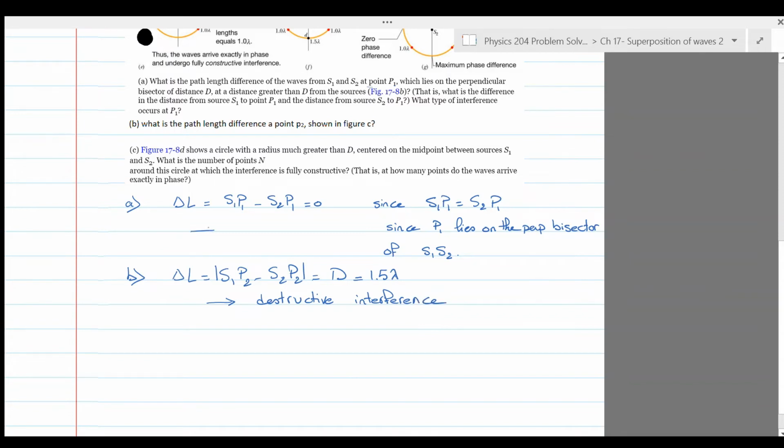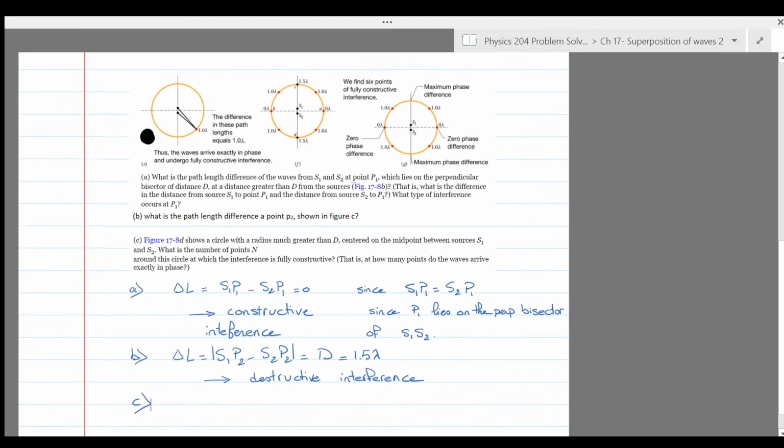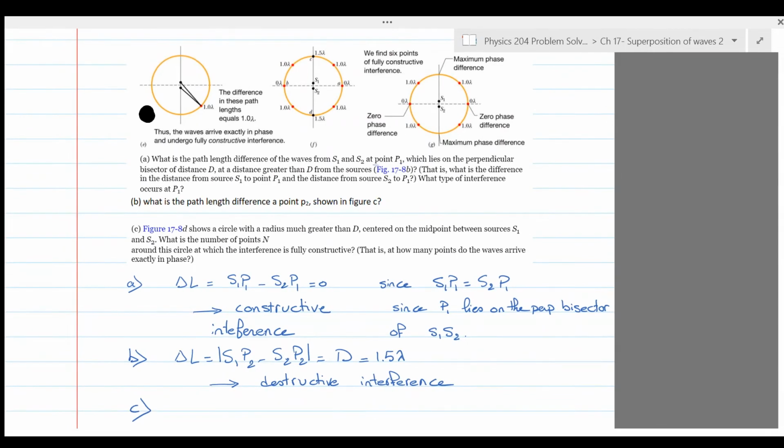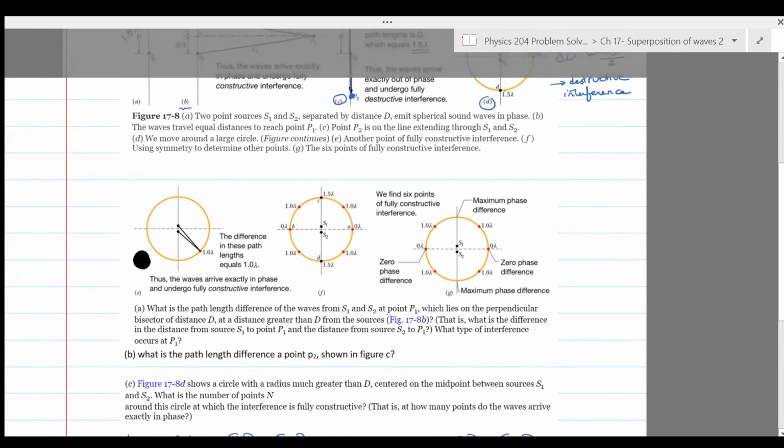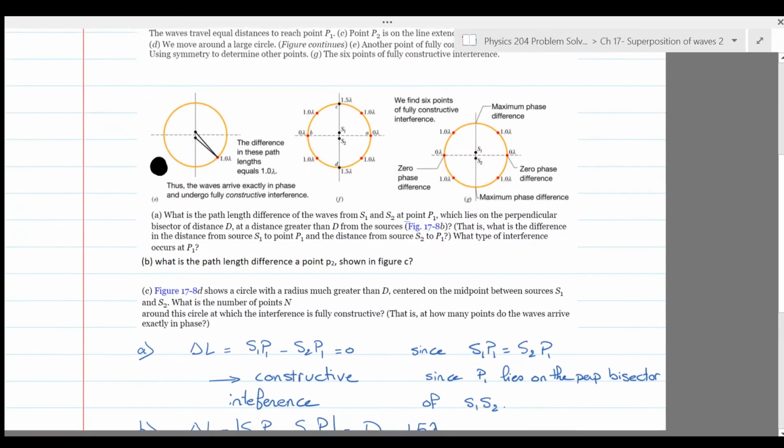In part A, of course, we have a constructive interference since the path length difference is equal to 0. In part C, we have a circle with a radius much greater than D centered on the midpoint between S1 and S2. So this is our circle.